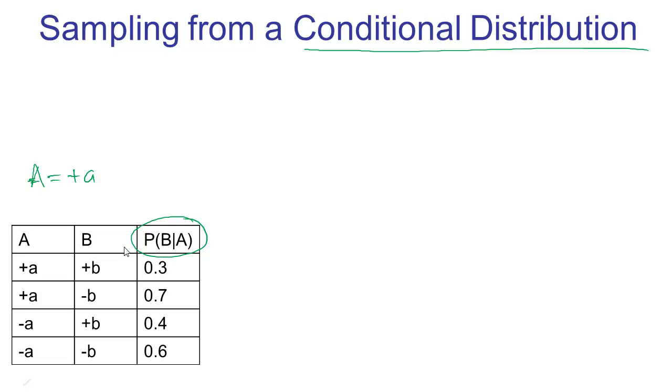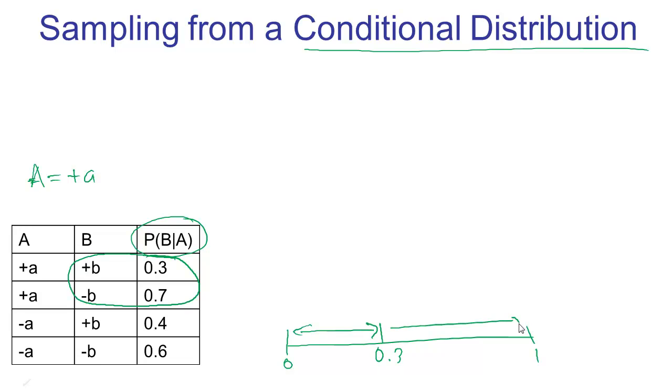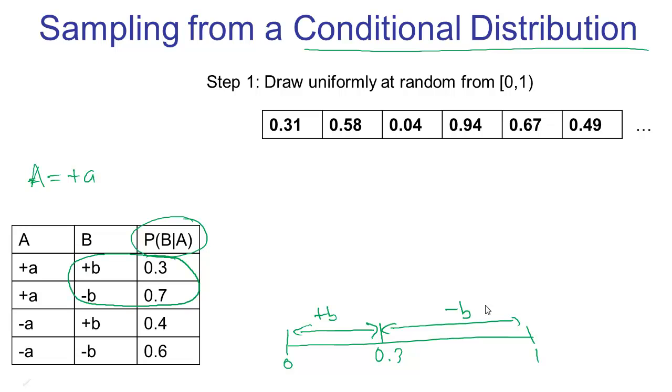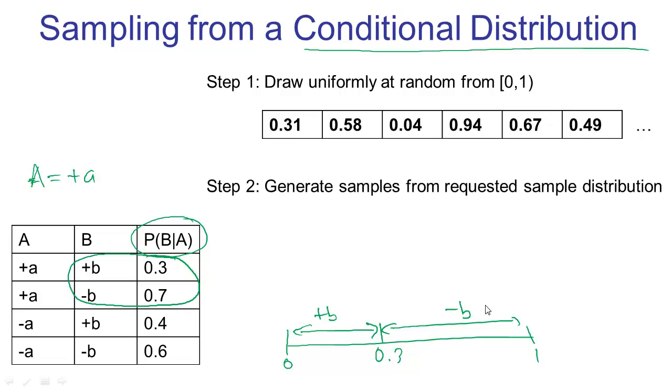That corresponds to sampling from a distribution over B, where B takes on plus B and minus B with probability 0.3 and 0.7. So again, we would map that onto the 0-1 interval. Plus B goes from 0 through 0.3, and minus B goes from 0.3 through 1. To generate our samples, we first draw uniformly at random from the 0-1 interval, and then we map them onto plus B and minus B.